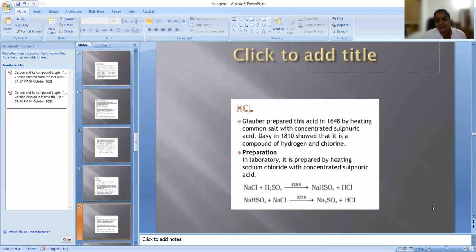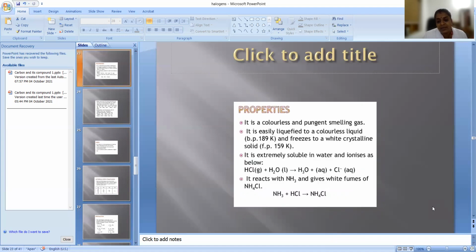Now HCl, how will we prepare HCl? Sodium chloride when reacted with sulfuric acid gives sodium bisulfate and HCl. Sodium bisulfate when reacted again with sodium chloride gives sodium sulfate and HCl. Okay. It is a colorless, pungent smelling gas, and it is easily liquefied. And it is extremely soluble in water because of its hydrogen bonding.